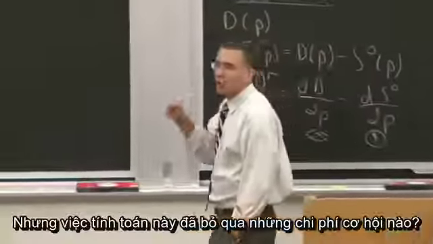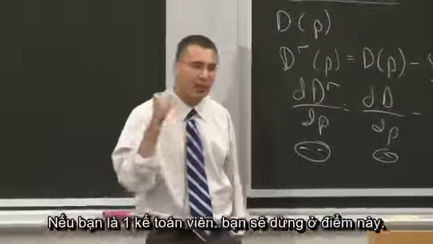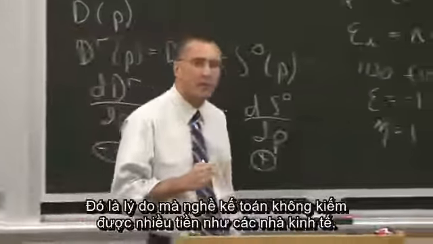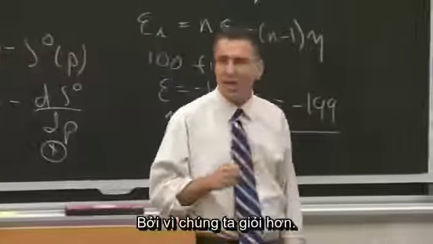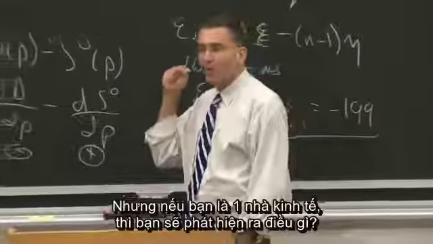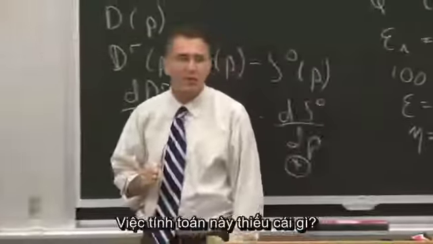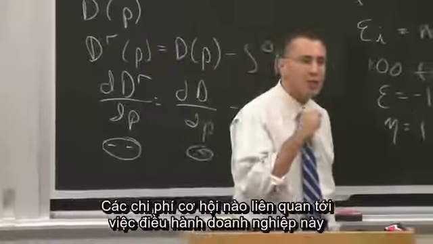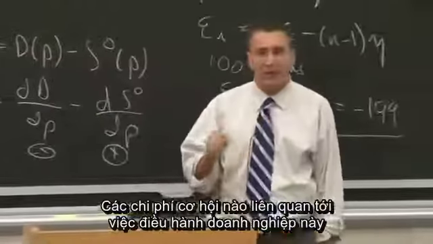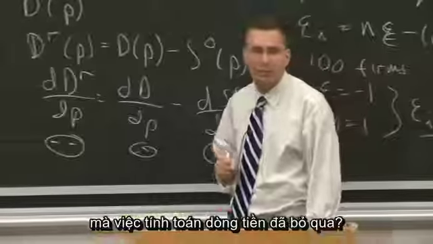But what opportunity costs did this calculation miss? If you were an accountant, you'd stop there. And that's why accountants don't make as much as economists, because we're better. If you're an accountant, you'd stop there. But if you're an economist, what do you recognize? What opportunity costs were involved in running this firm that the cash flow calculation didn't capture?